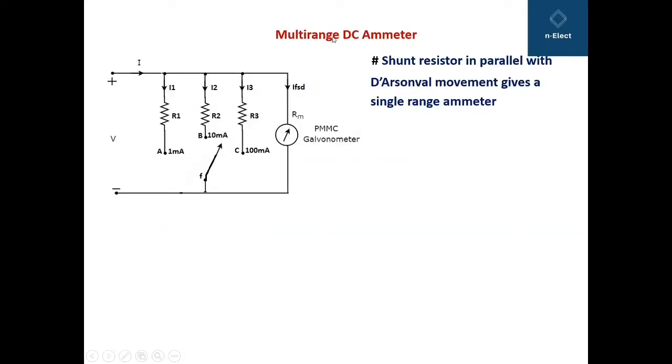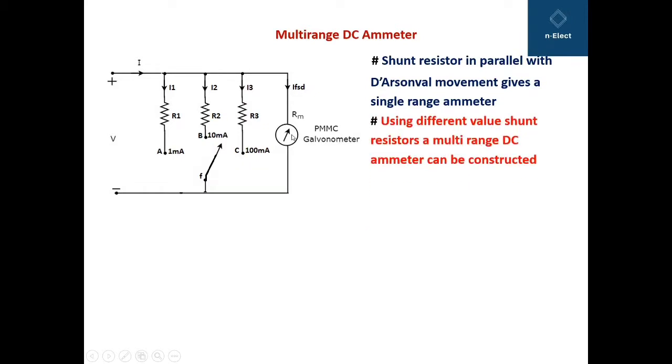Now moving on to the multi-range DC ammeter. So here you can see the PMMC or basic meter. Shunt resistors in parallel with d-Arsonval movement gives a single range ammeter, but here there are a number of resistors which are shunted or which can be shunted with this meter. Using different value shunt resistors like this R1, R2 and R3, multi-range DC ammeter can be constructed. It consists of a d-Arsonval movement of IFSD and Rm.